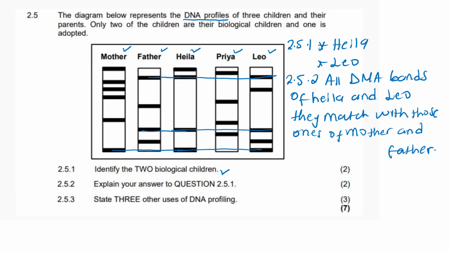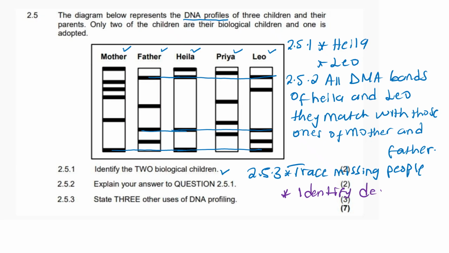So now 2.5.3. Name 3 uses of DNA profiling. It is used to trace missing people, right? It can trace missing people. DNA profiling can also identify dead bodies, and it can also be used to identify genetic disorders, right?